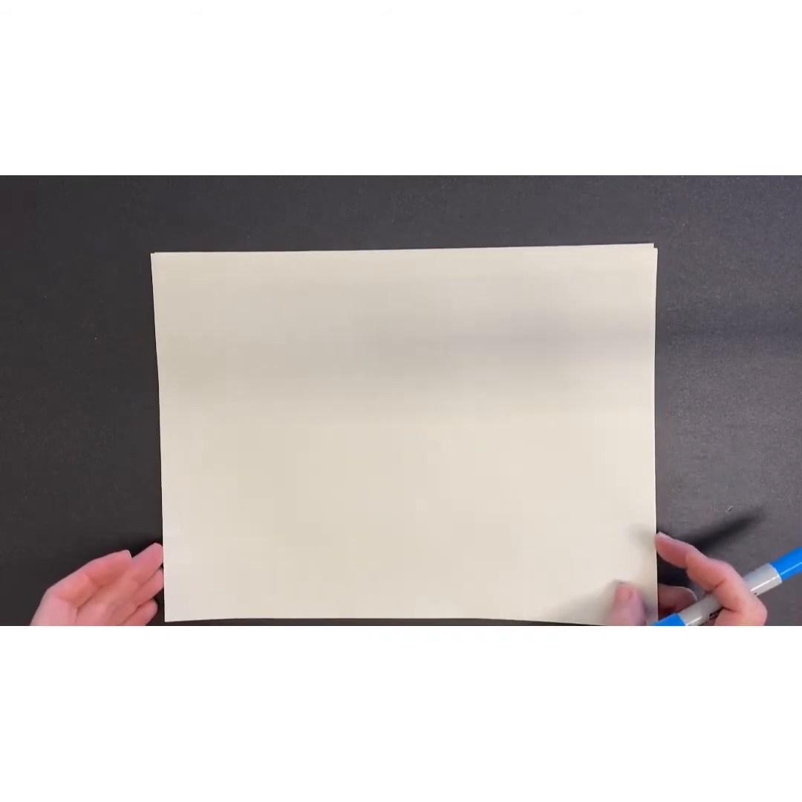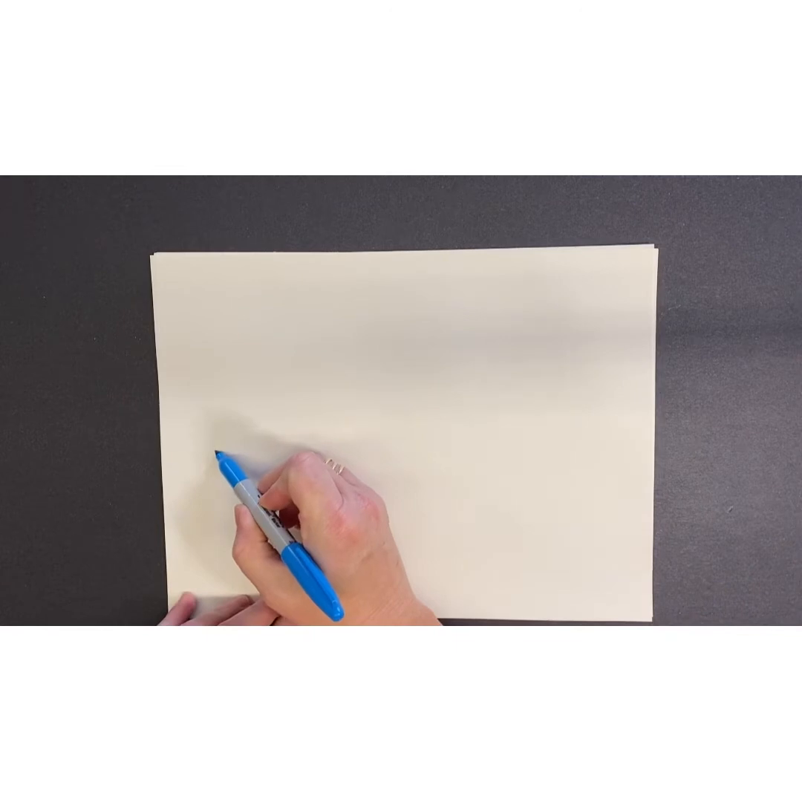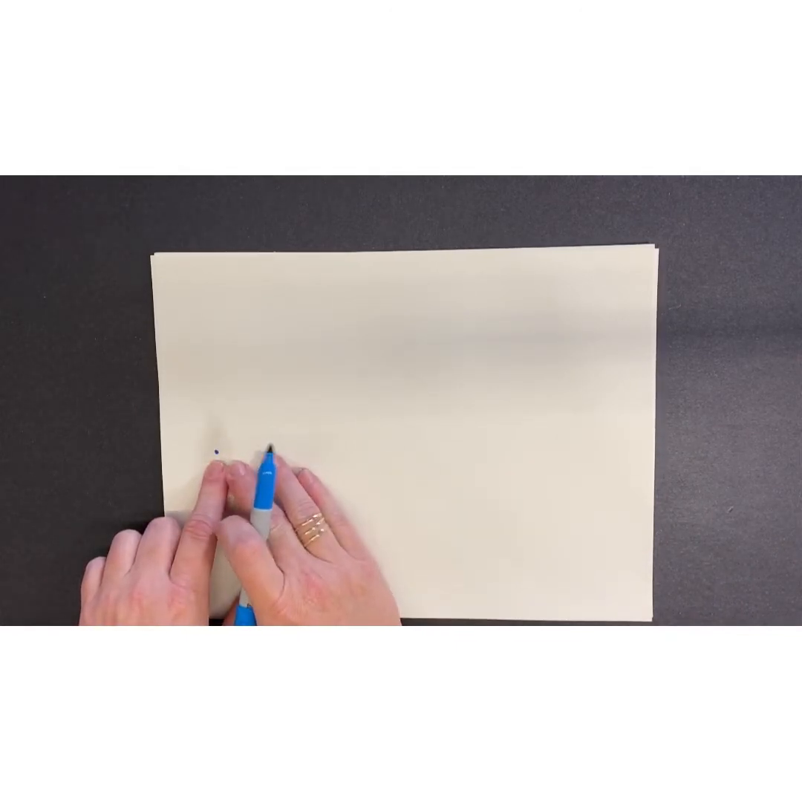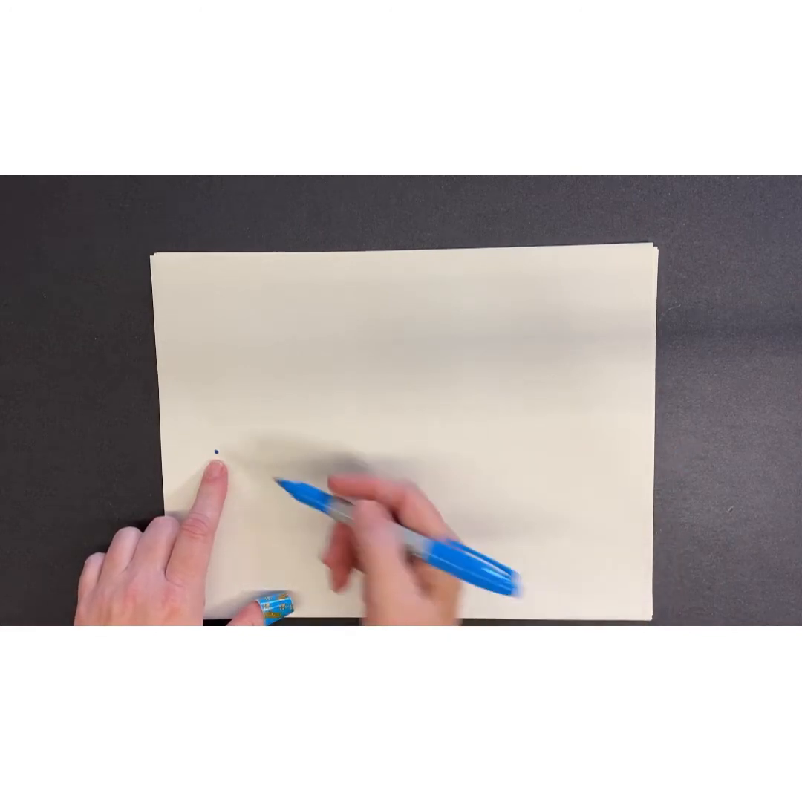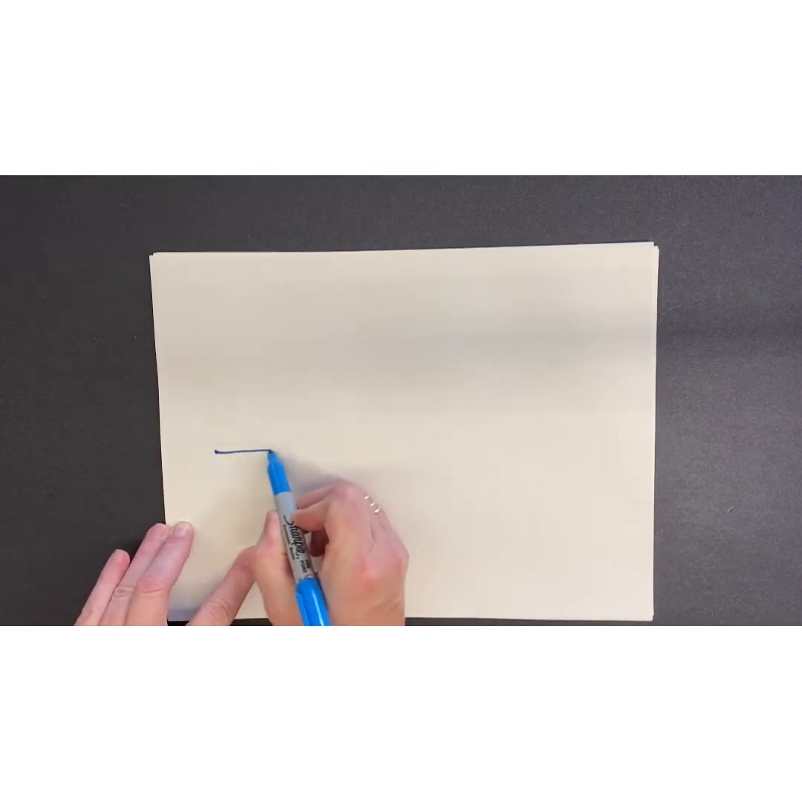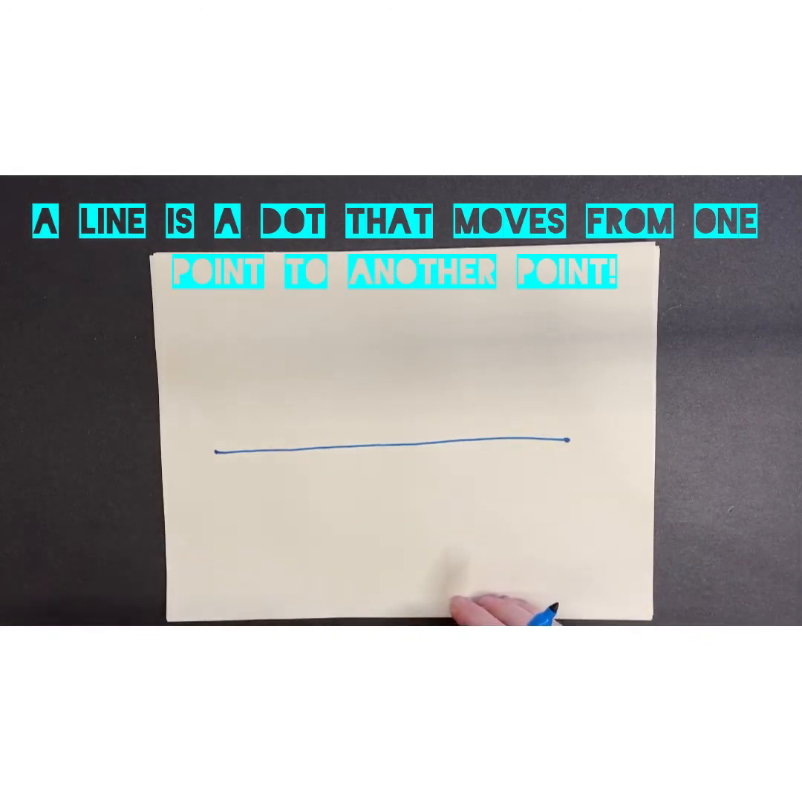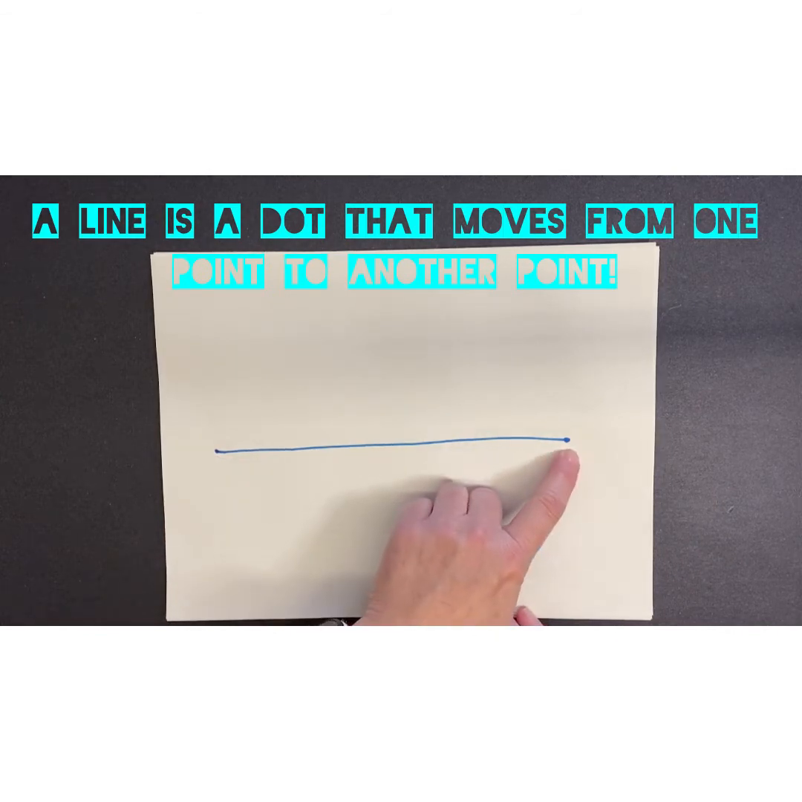A line is basically just a dot. And if you remember, that dot has to travel through space from one point to another point. So let's just go ahead and let this guy take a walk. And there we go. We have a line. This line just happens to be straight. Goes from point A to point B.